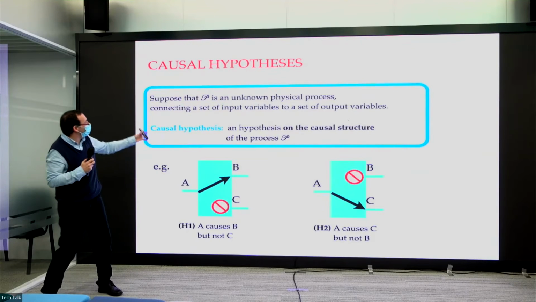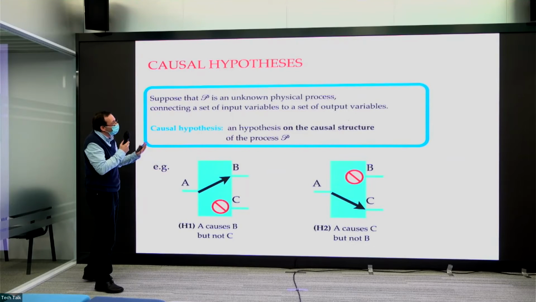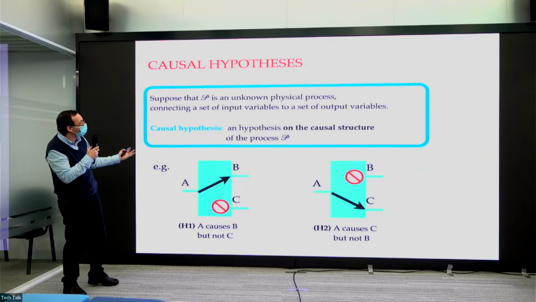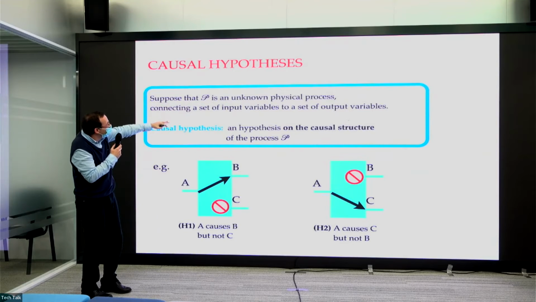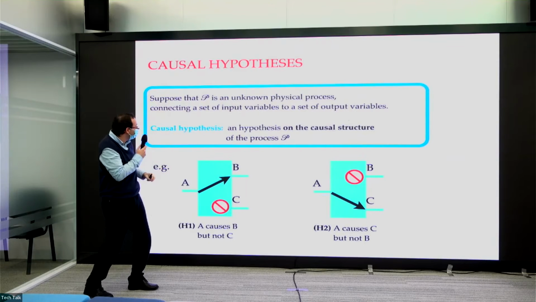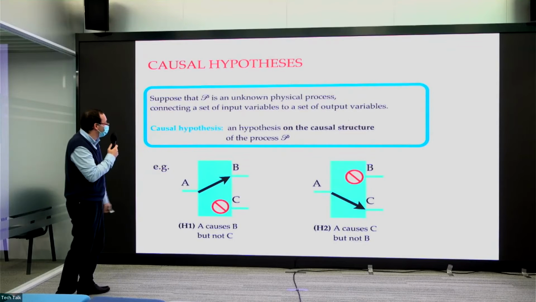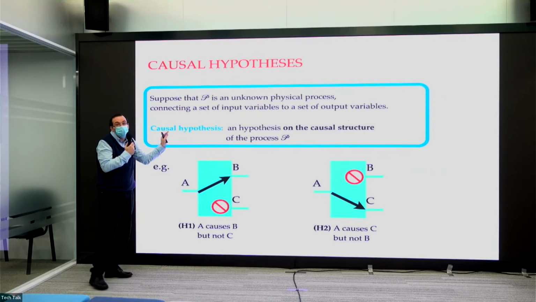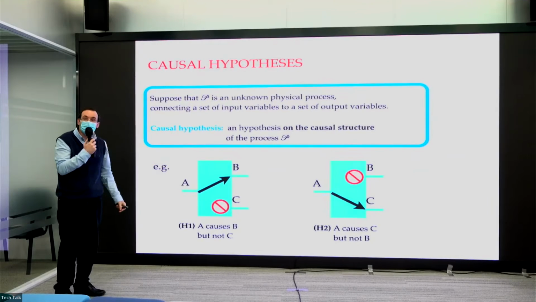For example, there would be a problem of distinguishing between two hypotheses on the causal structure of a process P. So you could have an unknown physical process, P, that connects a set of input variables to output variables. And you can ask, what is the internal structure of this process, P? So the causal hypothesis would be a hypothesis on how the outputs depend on the inputs.